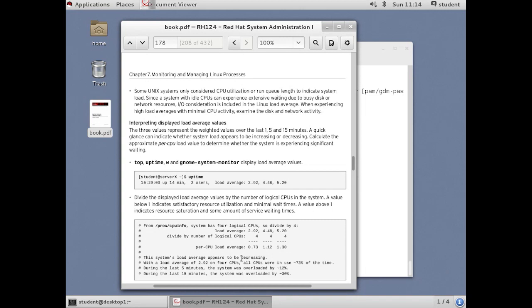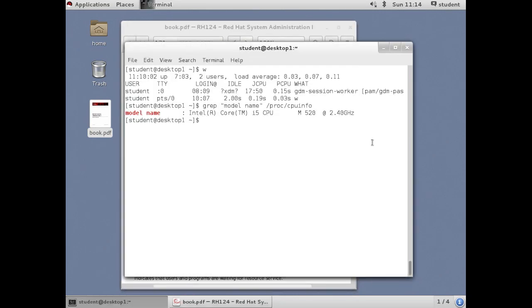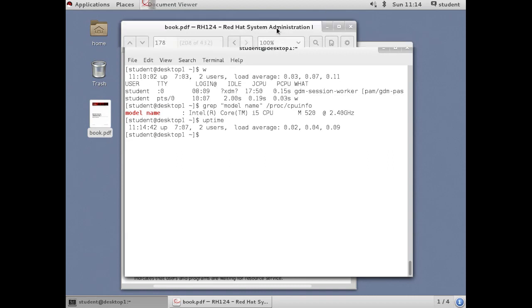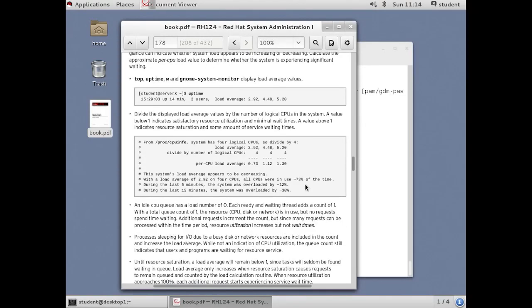This is why we don't just count the runnable queue, but we also count the block queue, which is waiting on I/O. The commands that we use to display this, we already looked at W. Uptime is another one. The GNOME system monitor is another one that displays load average. So you can see it in a number of different places. Here's what you do with it.